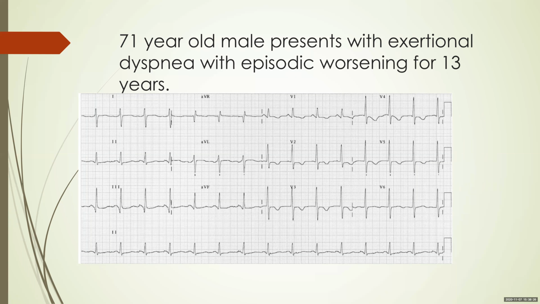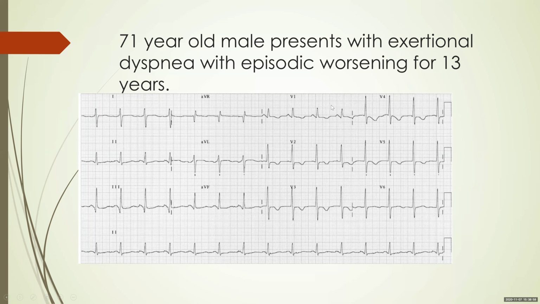So a 71-year-old with exertional dyspnea with episodic worsening, have a look at his ECG. You can see a right axis deviation as indicated by a prominent negative wave in lead 1. You can see a monomorphic R wave in V1 along with T inversions in V1 to V6. This is actually a case of right axis deviation due to right ventricular hypertrophy. The right ventricle is probably the dominant ventricle in this patient, electrocardiographically at least. So this is actually RVH with RV strain.